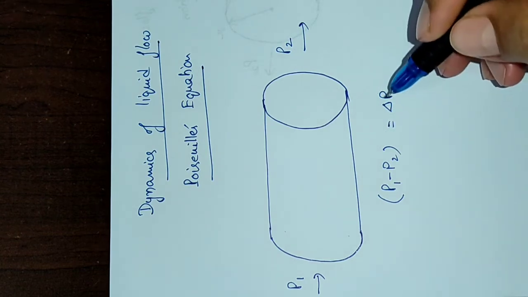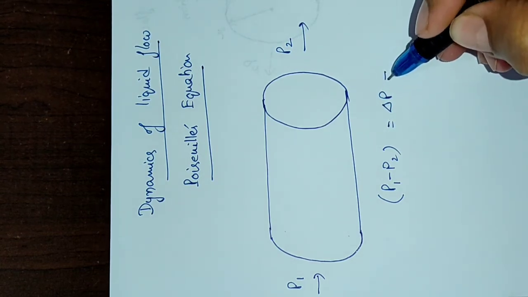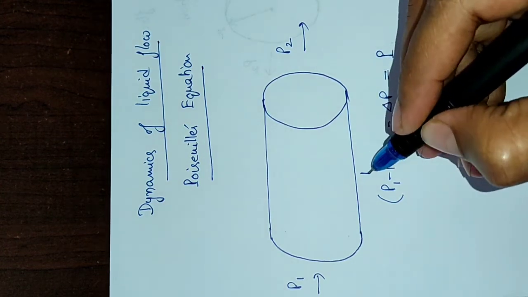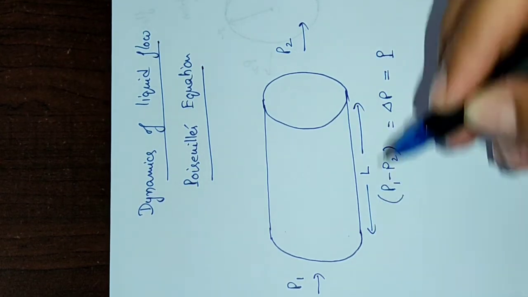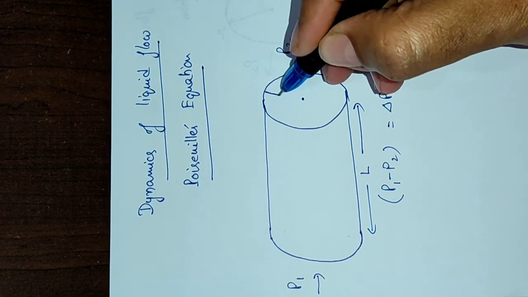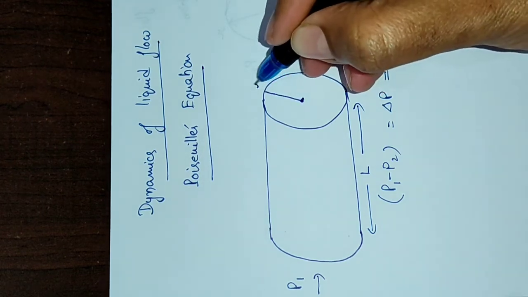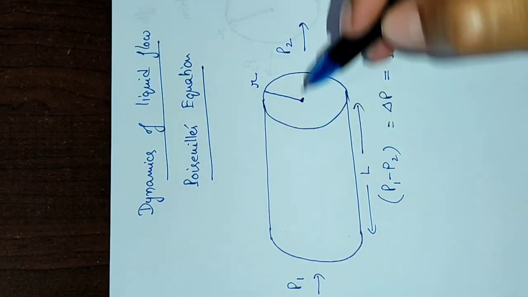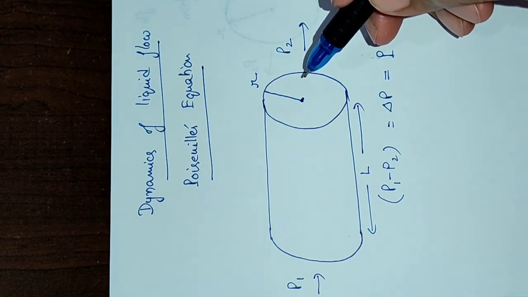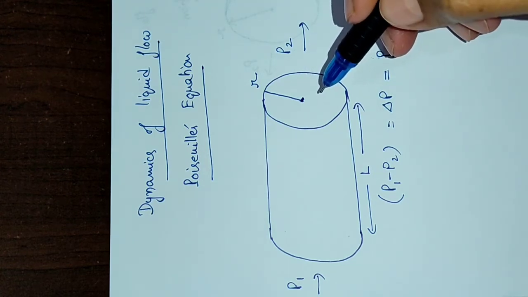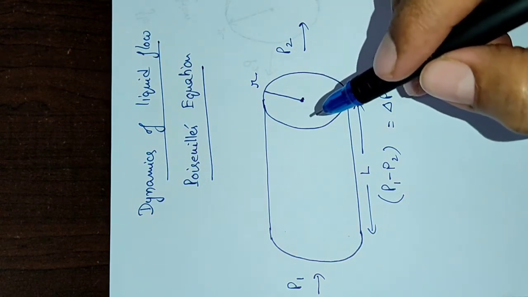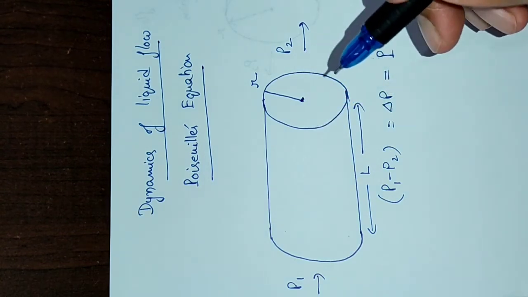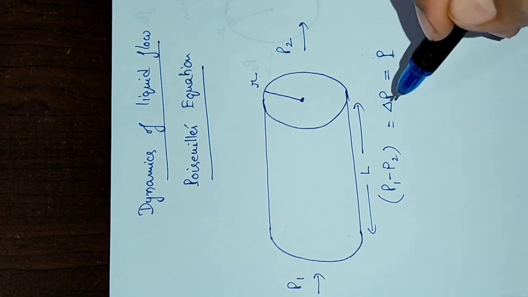Now the difference in pressure is also a pressure, so for simplicity let us symbolize it as P. Now the length of the pipe is L and the radius of the pipe is R. When liquid flows through this pipe, to have the steady flow, the opposing force that is acting within the liquid tangentially backward, that is the viscous force, must get balanced by this difference in pressure.